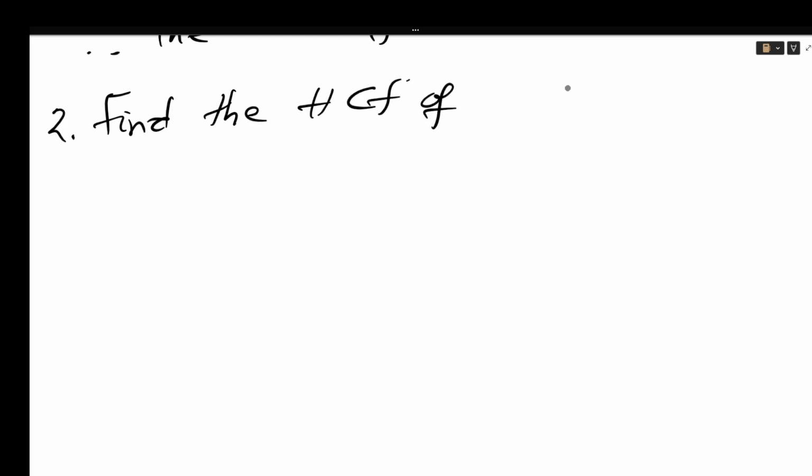Let's look at another example. So find the HCF or the GCD of 5, 10, and 12. 5, 10, and 12. So the first step, which begins with the F, is to list the factors.